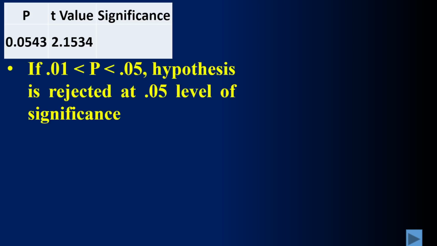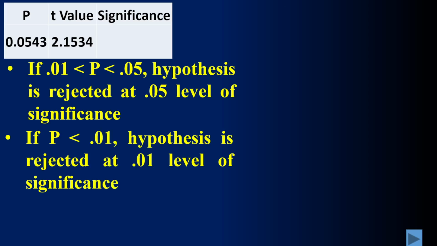For that, 3 normal rules we have to remember. If 0.01 is less than p is less than 0.05, hypothesis is rejected at 0.05 level of significance. It means if probability value is between 0.01 and 0.05, then hypothesis will be rejected at 0.05 level of significance. Rule number 2, if p is smaller than 0.01, then hypothesis is rejected at 0.01 level of significance. And our probability value is 0.0543, that is greater than 0.05 and greater than 0.01.